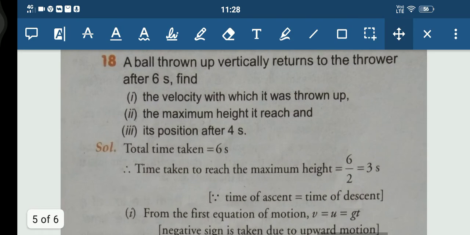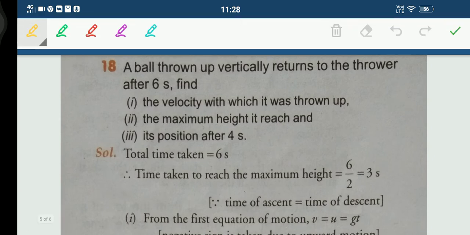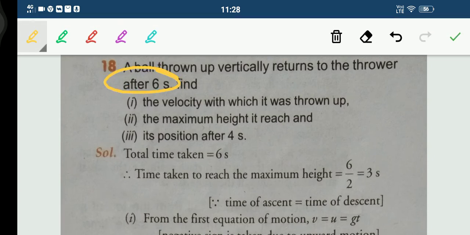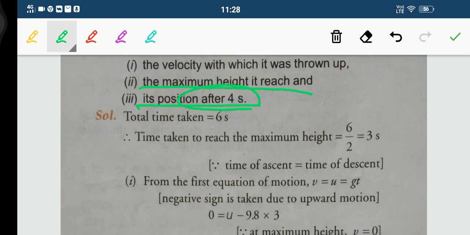The ball thrown up vertically returns to the thrower after 6 seconds. Find the velocity with which it was thrown up. The time going up is 3 seconds, and the time coming down is 3 seconds, and the total would be 6 seconds. Now see here, the second part is the maximum height it reached and then its position after 4 seconds. So we will calculate each and everything here.